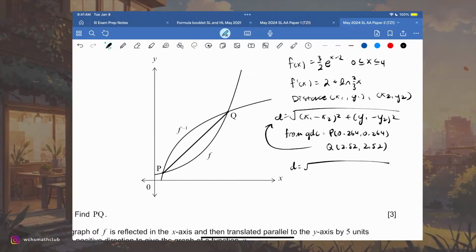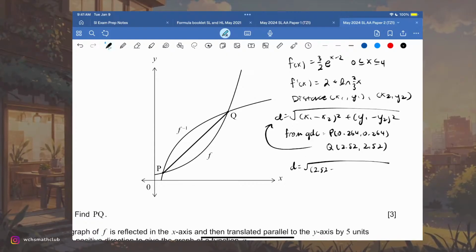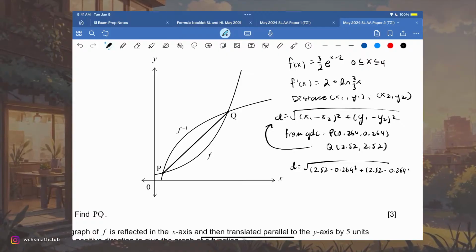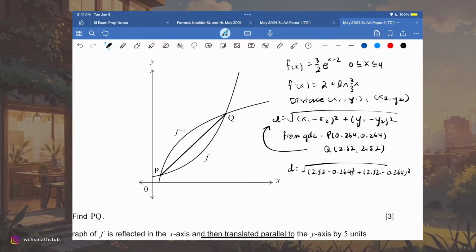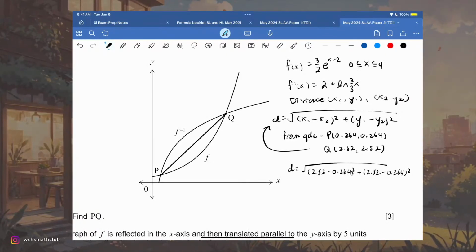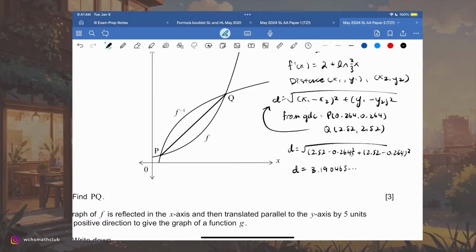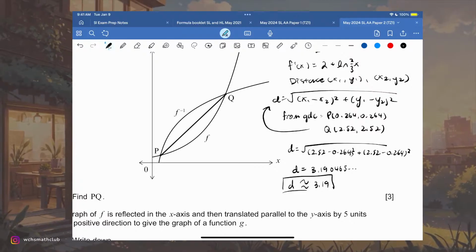So now if you just plug this into the distance formula, you can get that D = the square root of (2.52 - 0.264)² + (2.52 - 0.264)². And it doesn't really matter in this case whether you subtract the 0.264 or the 2.52 first, because it gets squared after, so the polarity here doesn't really matter. And you can just use this to get 3.190465, which will give you roughly 3.19, which will be your final answer for this question.